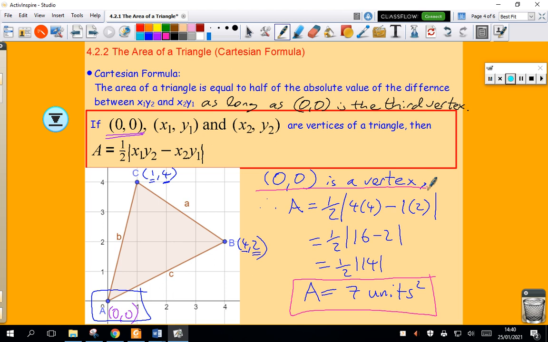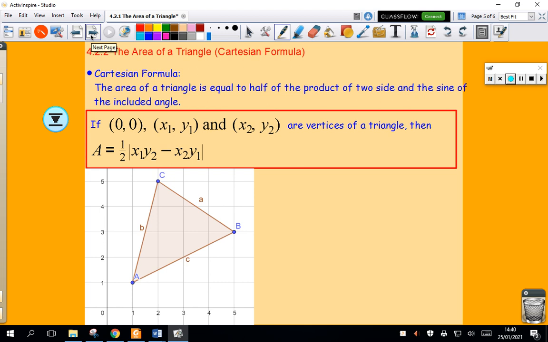Let me look at a triangle where the formula doesn't work and see what we can do with it. So this formula will not work here, and you've got to ask yourself why not. Well, it doesn't work here because 0, 0 is not one of the vertices. So we have a problem here. This is a difficult problem.